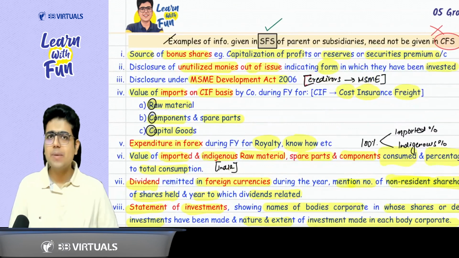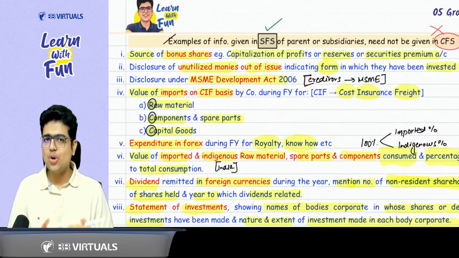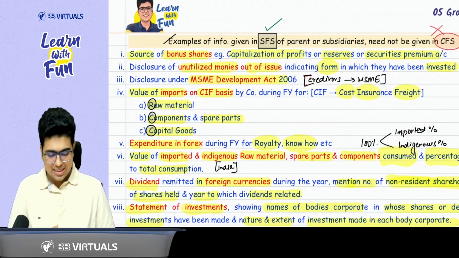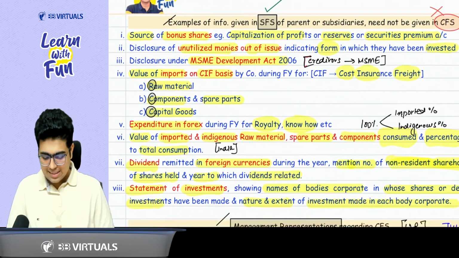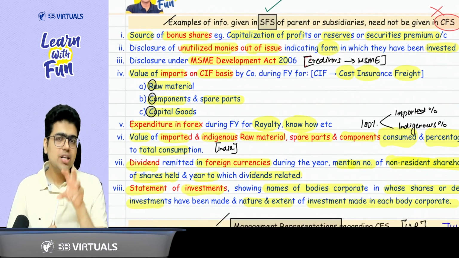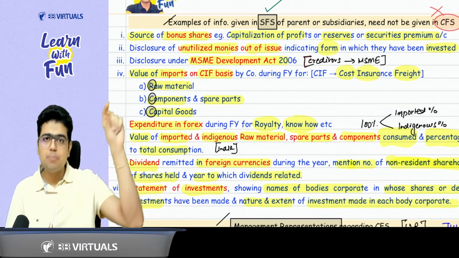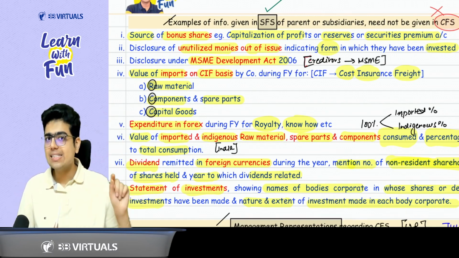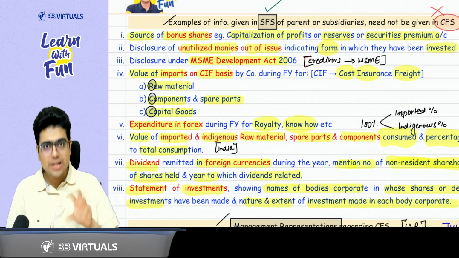Then whatever is your expenditure in Forex for services like know-how, technical know-how, these things you need to disclose. Then, sir, whatever raw materials, components you have consumed during the year, you need to mention how much was imported and how much is indigenous. Indigenous means you procured it from India.